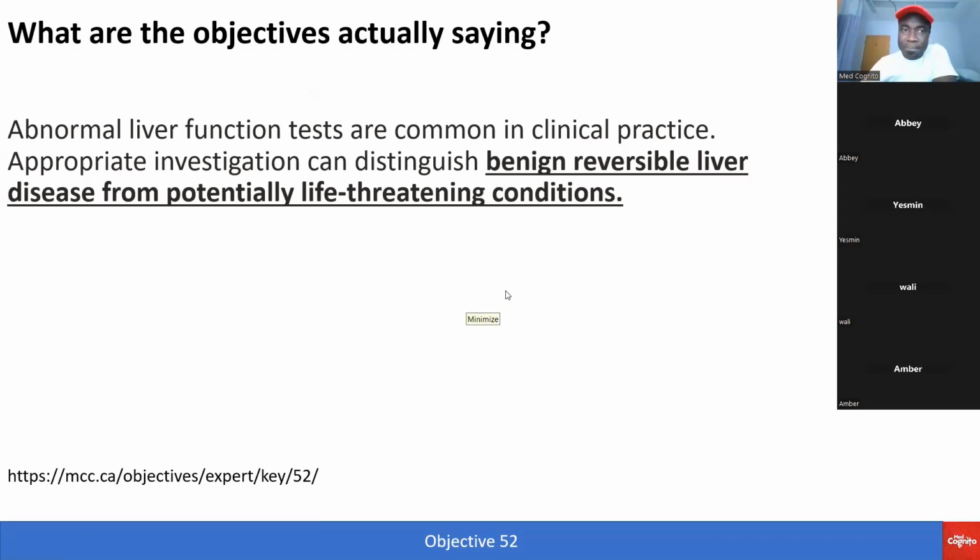Abnormal liver function tests are common in clinical practice. Appropriate investigation can distinguish benign reversible liver disease from potentially life-threatening conditions. Okay, so first and foremost, when you are studying this objective, you have to ask yourself, what benign liver diseases should I know? Number two, what life-threatening conditions should I know? Dr. Notabo, since you read it, do you mind telling me some benign liver diseases every candidate must know and some potentially life-threatening conditions every candidate must know?